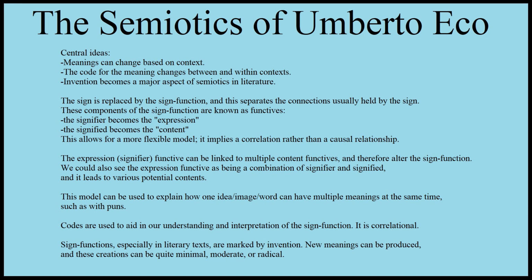Whereas Eco says that no, the signifier and the signified, which are now the expression and the content, can actually become disconnected from each other. There can be multiple expressions to mean the same content, or a single expression can have different content attached to it. So think about, say, tree, right? Tree, we know what it means. Tree, boom, arbor, it means the same thing. However, tree can also actually mean different things within different contexts.